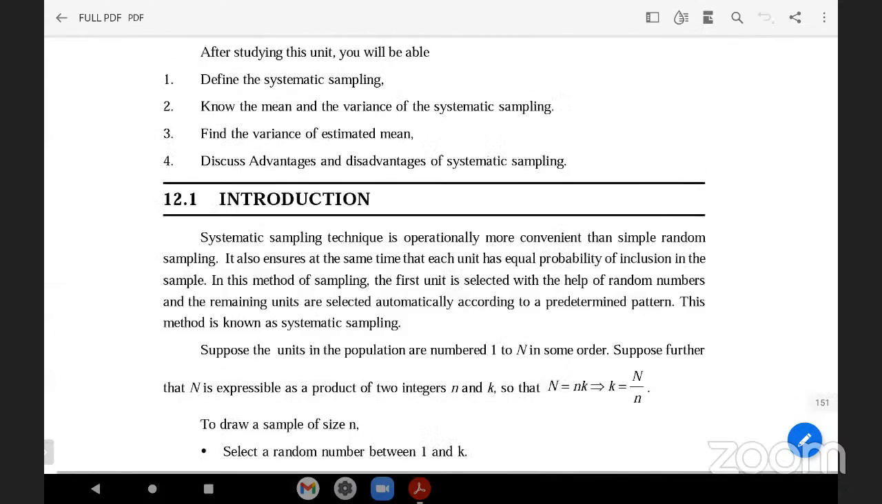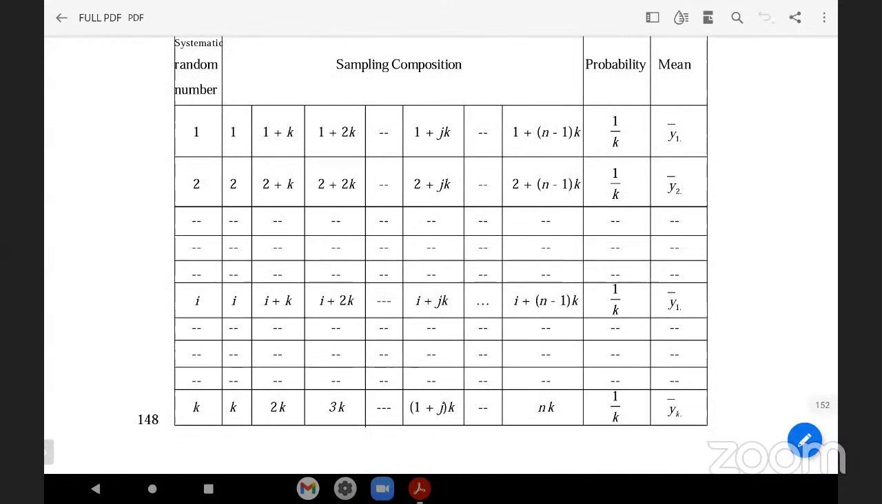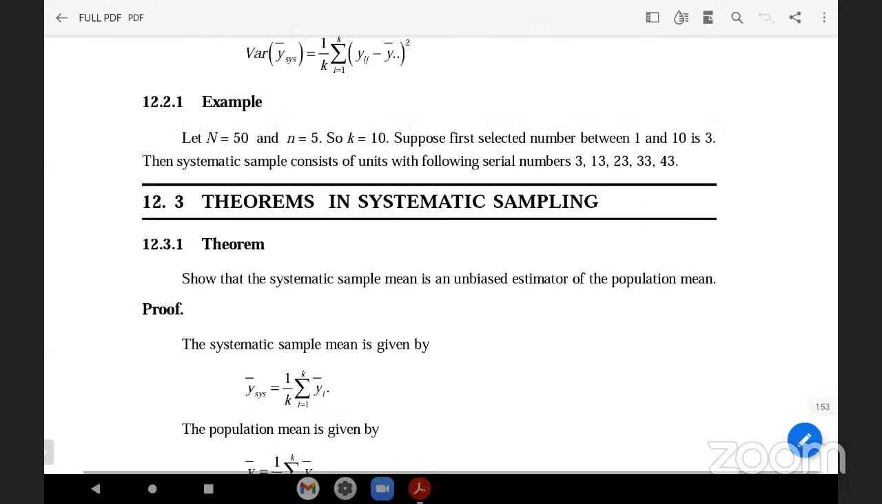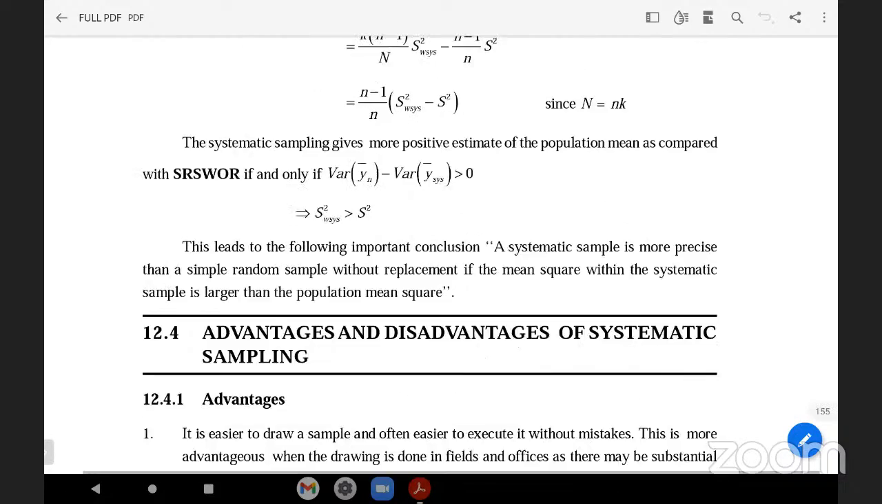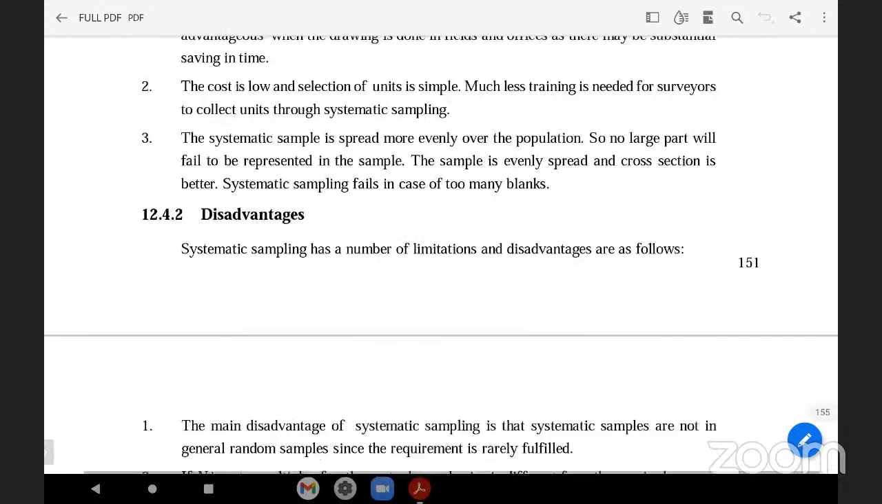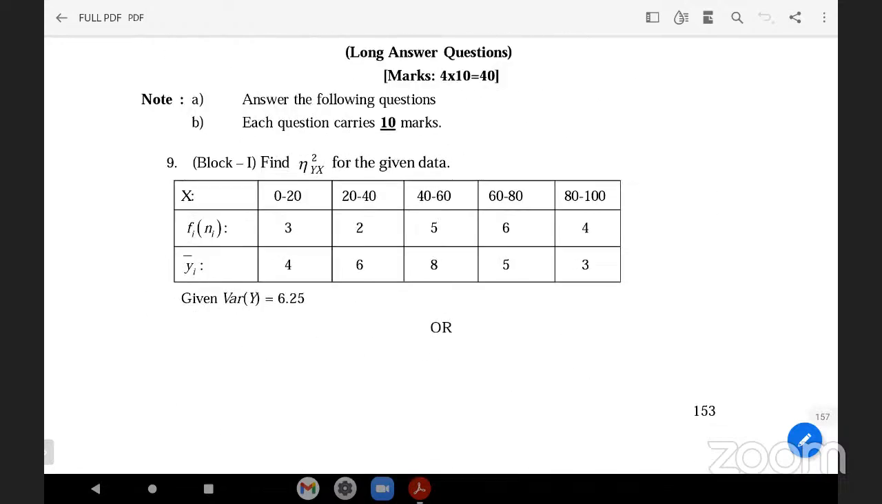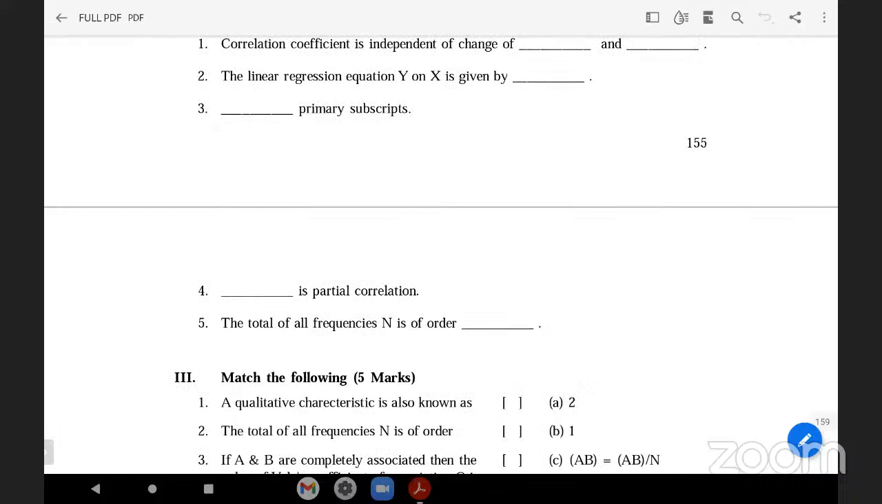Next, the last unit, systematic sampling. The procedures are the same. Here I am taking a number of random numbers, more random numbers, and the analysis will be the same. So once you read, you can understand the advantages and disadvantages. When the sizes are more, the disadvantages are more. This is the oral idea about it. Old question papers will be there. You can check them. Okay. This is our oral idea.